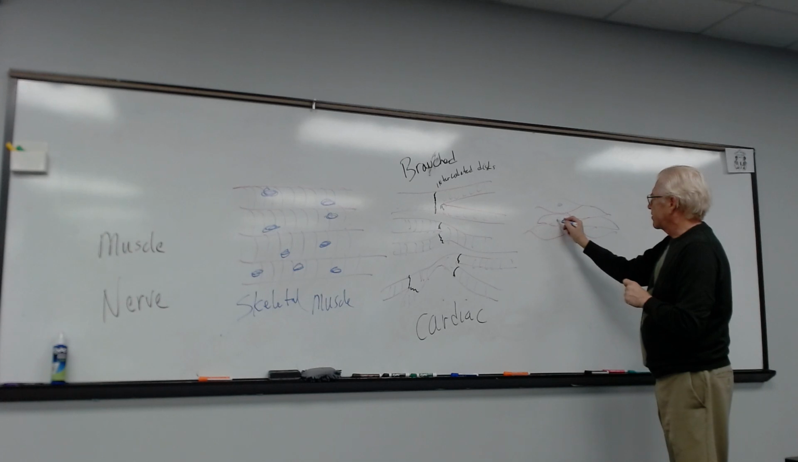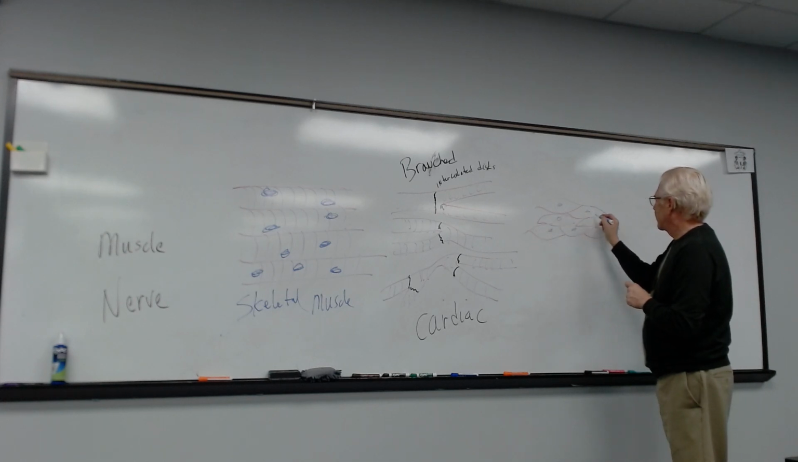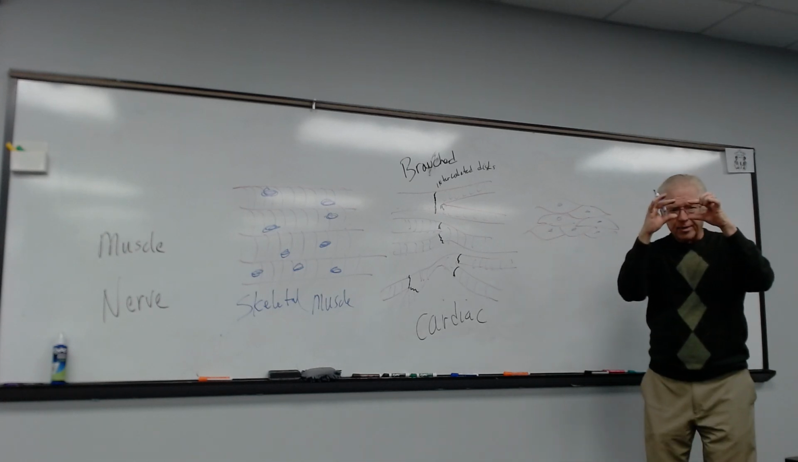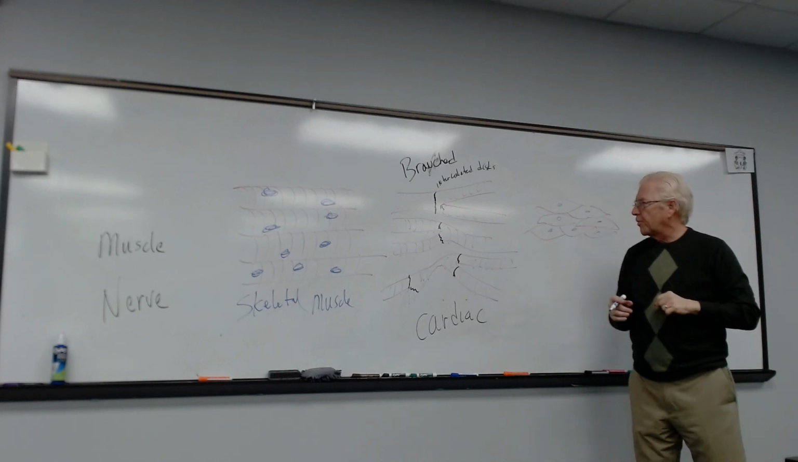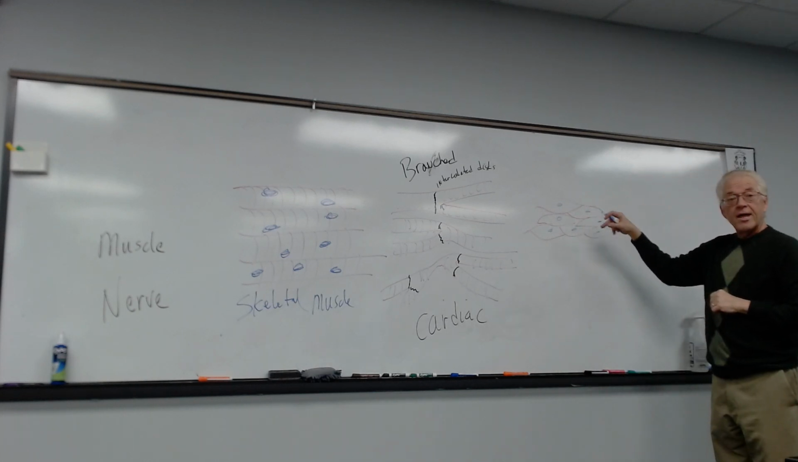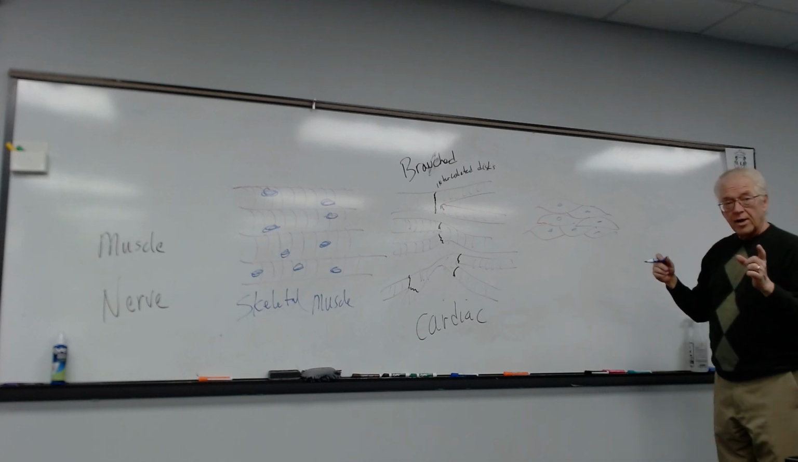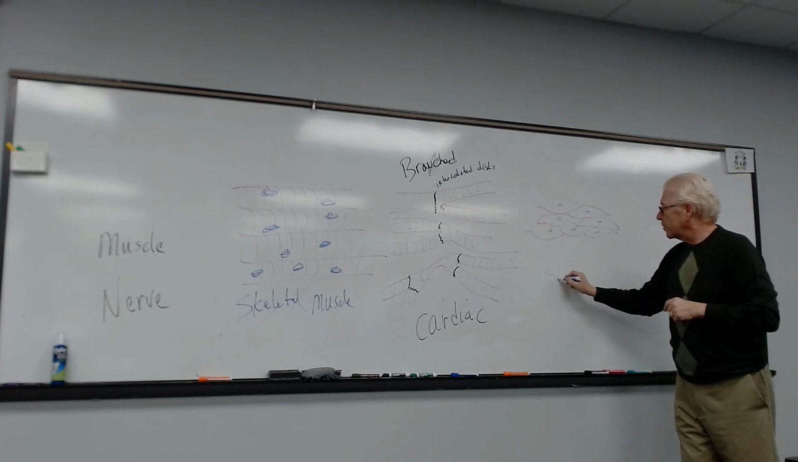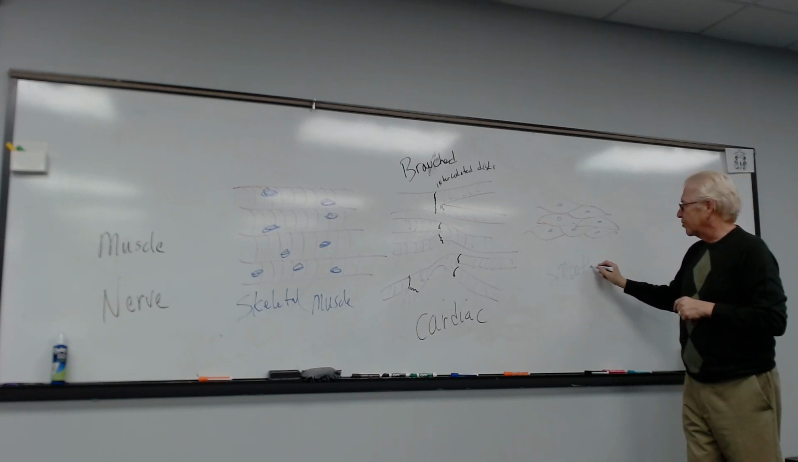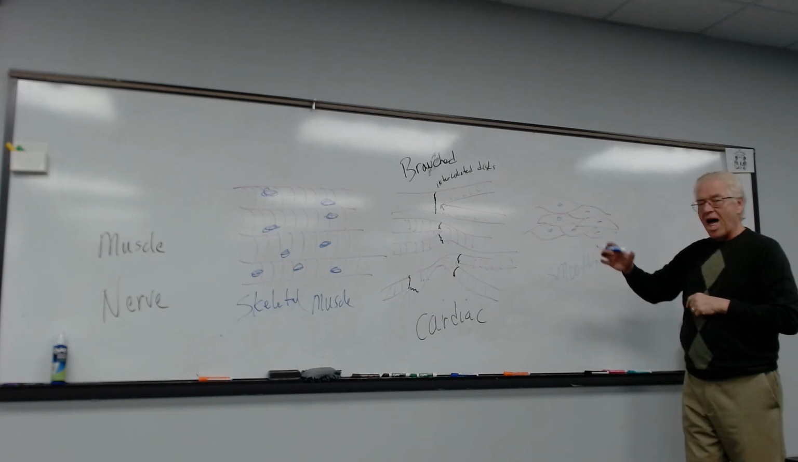With a nucleus inside every one of these. But they look kind of like this. Got it? Pointed on both ends. Do you see any striations here? No, there's no striations, so we call this smooth muscle. Got it? No little lines.